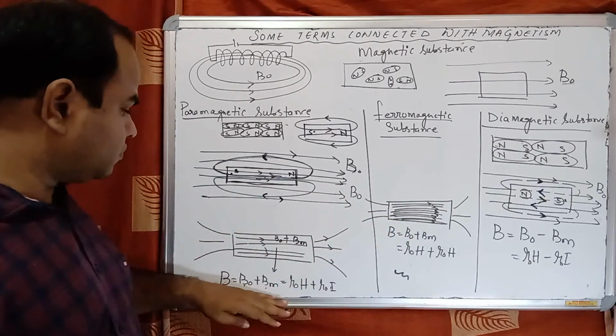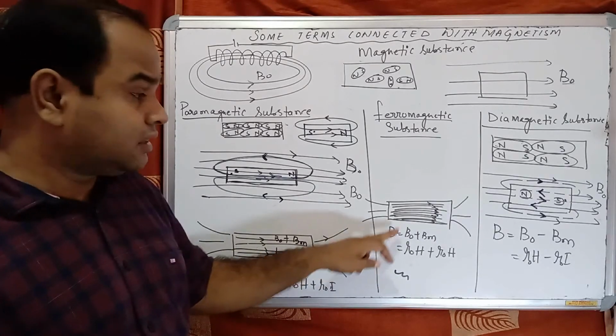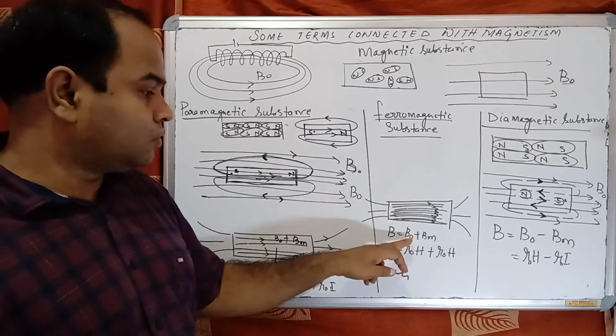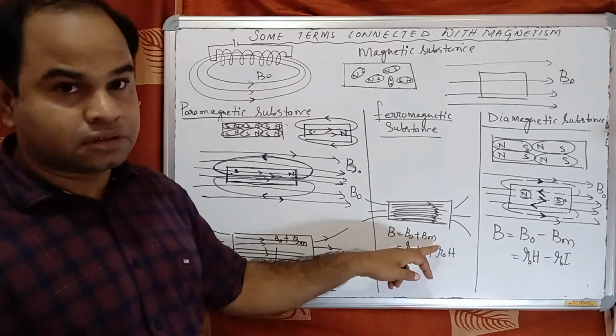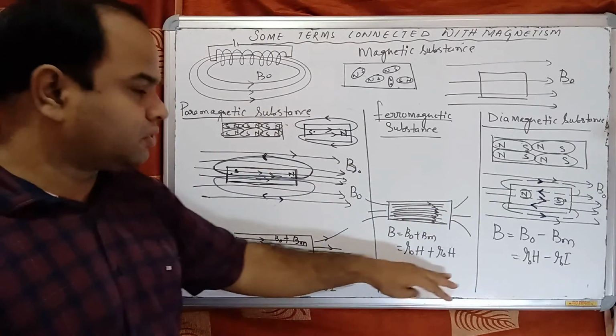Paramagnetic substances, it was the same thing. The net magnetic field strength inside this ferromagnetic substance is equal to the sum of external plus induced. Okay, where eta means the same.